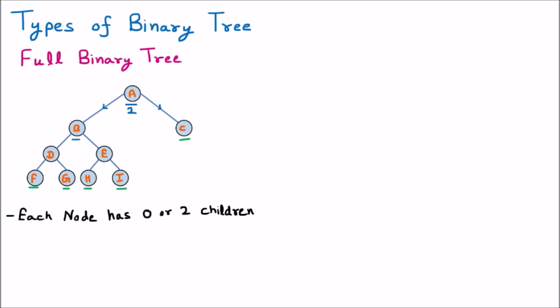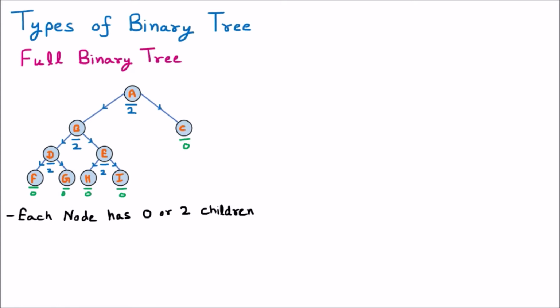Then talking about B, B is also having 2 children. And talking about D, D is also having 2 children available. Then talking about E, E is also having 2 children. Here the leaf nodes are having 0 children, so I am mentioning 0, 0, meaning these are the 0 children nodes. So we can see that in this tree we are having either 0 or 2 children. There is no possibility of 1 child. So this is called a full binary tree.